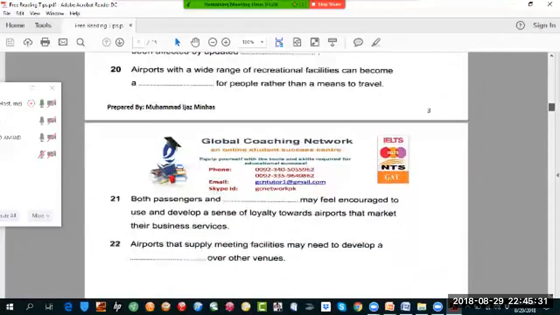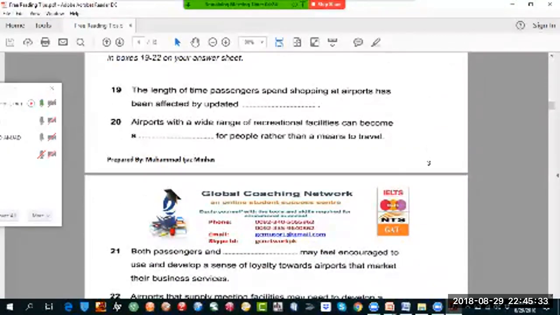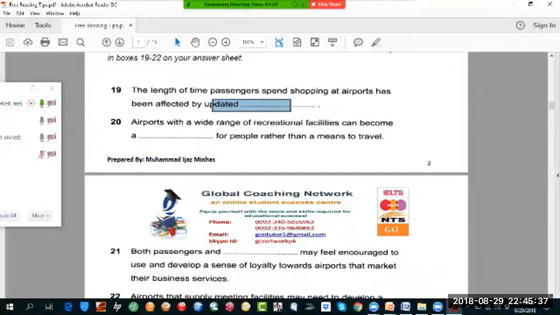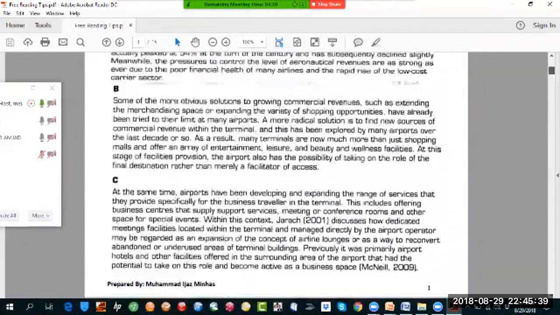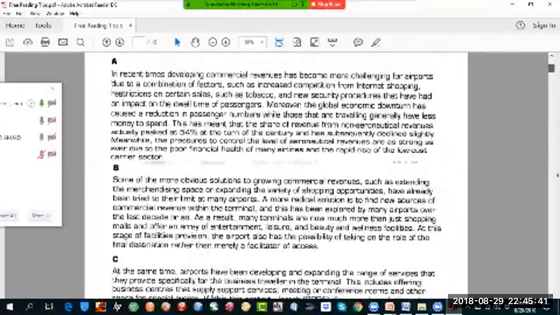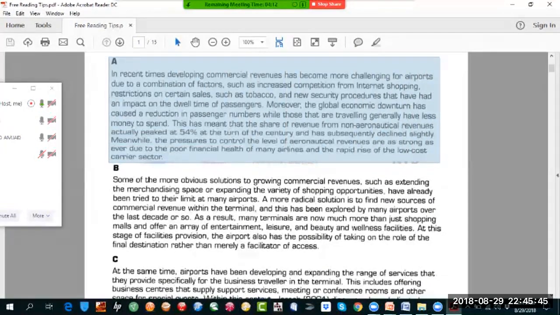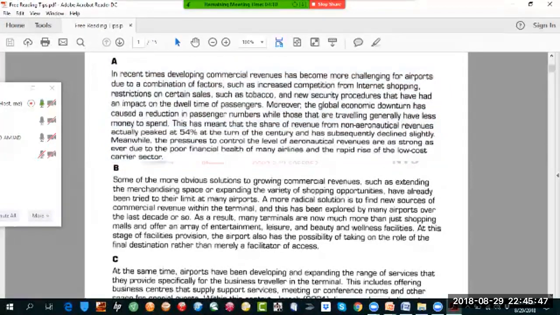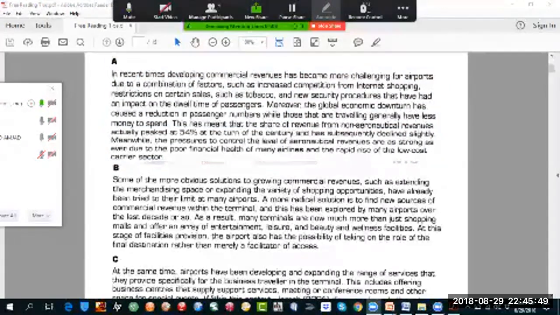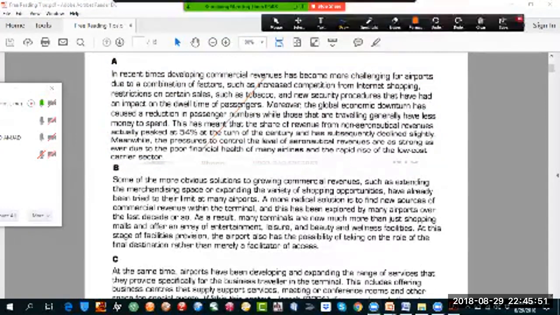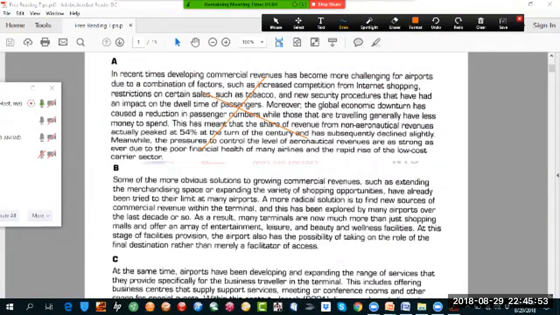Similarly, once you go to question number 19, you would say there was something like a security procedure. So you will go back and just check the exact word and spelling. That's it. This is not reading the whole passage or whole paragraph again. So once we are done with paragraph A, now we are free to move to the next paragraph.